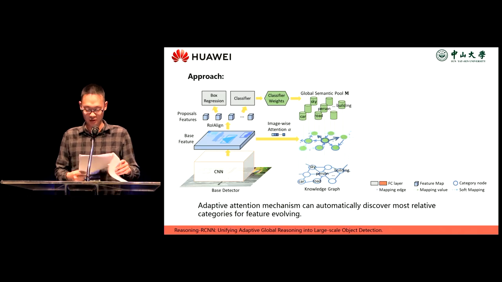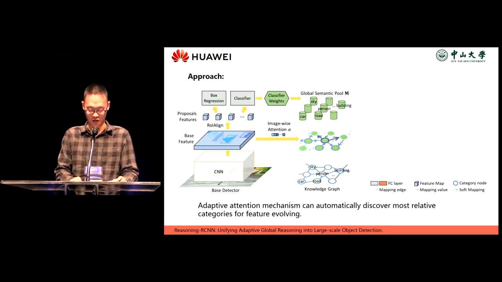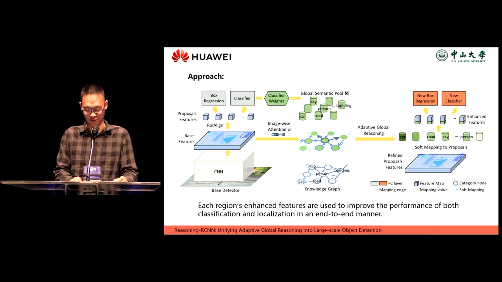testing. To avoid noisy information, we further compute an adaptive attention from base features, which can help us to emphasize more important categories and suppress useless ones. Finally, the representation in M is processed by a GCN according to adaptive global graph reasoning, and then we use soft mapping to transfer category information to region proposals. And we use the enhanced proposal feature to get a better detection result.